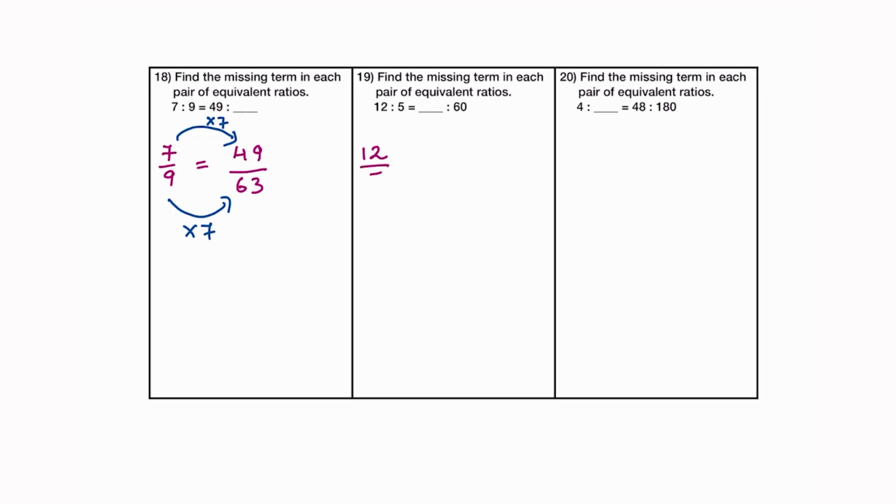So that's 12 over 5 equals something over 60. Now, how do you reach? You multiply with 12, right? So same thing, you have to multiply this with 12. So 12 times 12 is 144. Next, 4 over something equals 48 over 180.